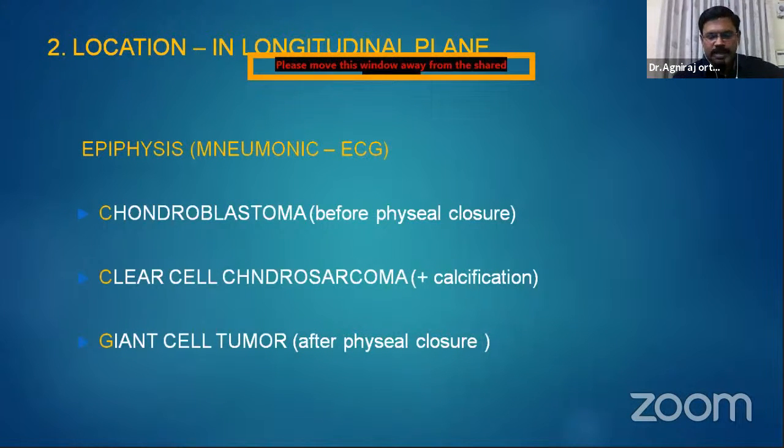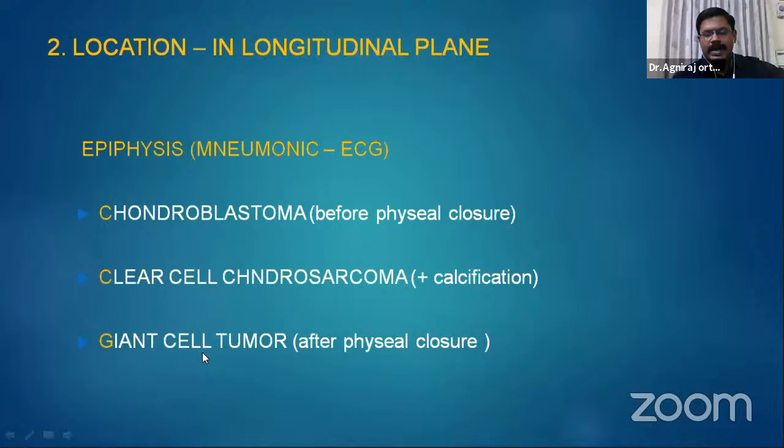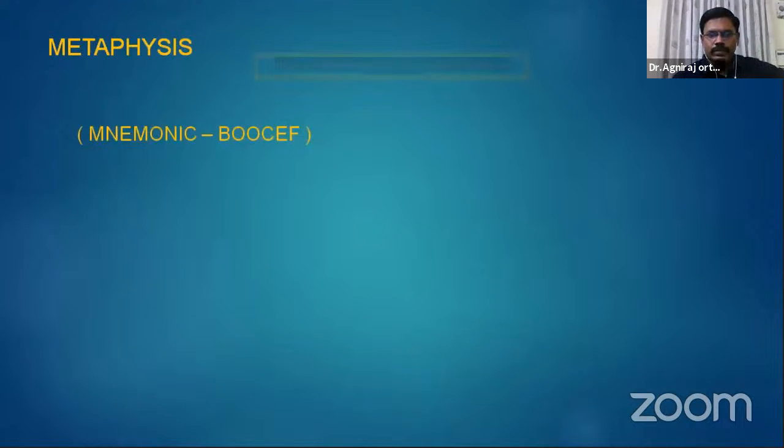And one point about giant cell tumor: it arises from epiphysis, but later on its location is epiphysiometaphyseal. The tumor grows from the epiphysis to metaphysis. You can remember like that. It arises from epiphysis after physeal closure, but the location is epiphysiometaphyseal. Okay. So what are the tumors arising from metaphysis?